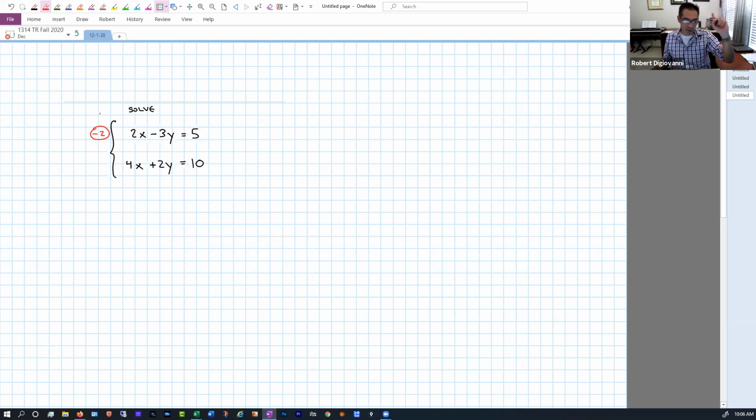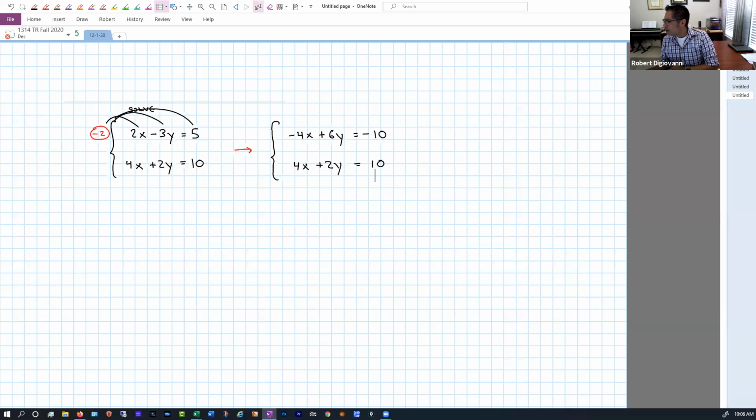That's just letting me know and everyone else know that I'm about to multiply the top equation, just the top equation, by -2. So this -2 is going to go through to everything. So it becomes negative 4x. Negative times negative is positive, so positive 6y equals -10. Are there any questions on what I did there? Multiply the whole top equation by -2, right? And now my second equation, I didn't touch it. I just left it alone. Is that right? Yeah, that is right.